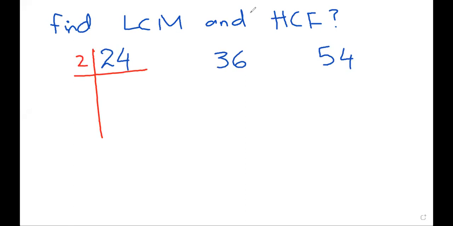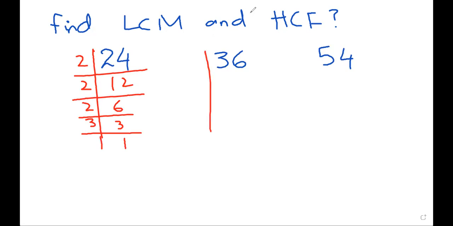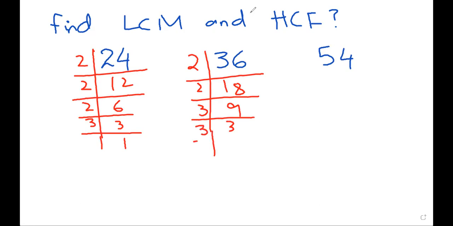2 times 12 is 24, 2 times 6 is 12, 2 times 3 is 6, and 3 times 1 is 3. At the bottom you got 1, so now your division is completed. Moving on to the next number, 2 times 18 is 36, 2 times 9 is 18, 3 times 3 is 9, and 3 times 1 is 3.